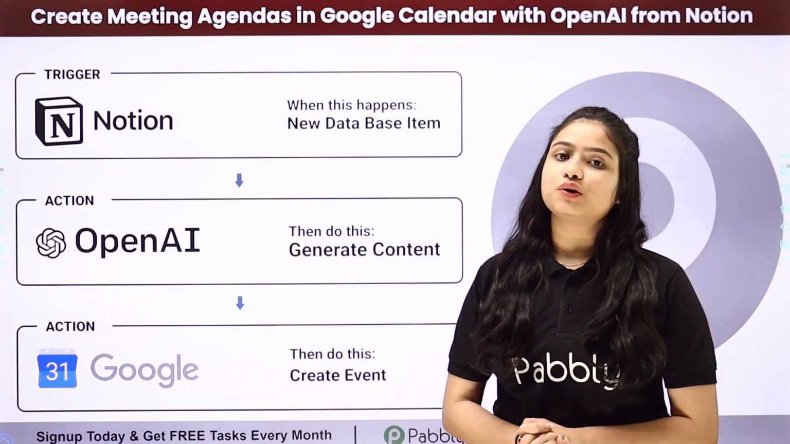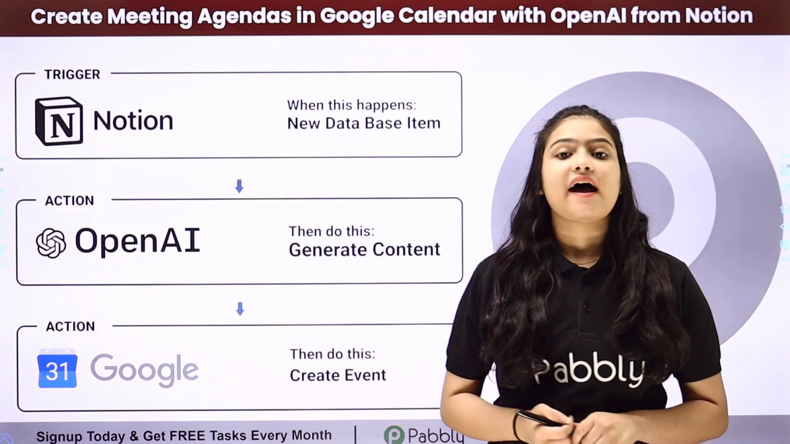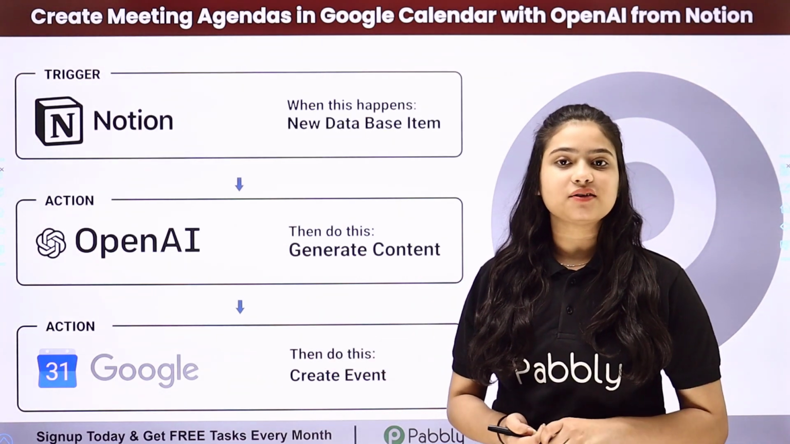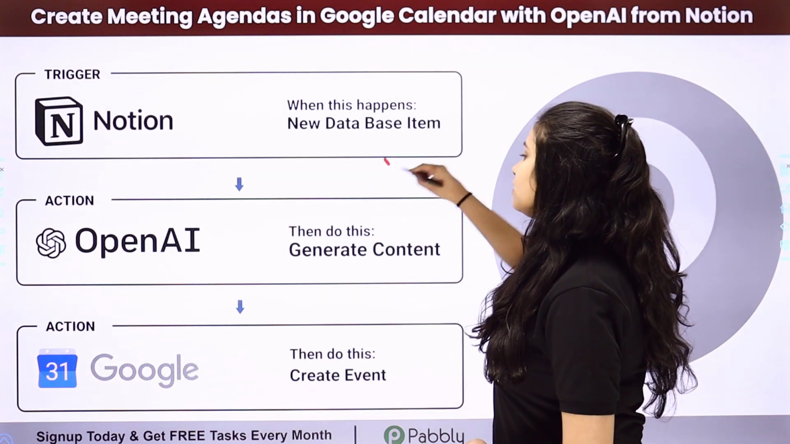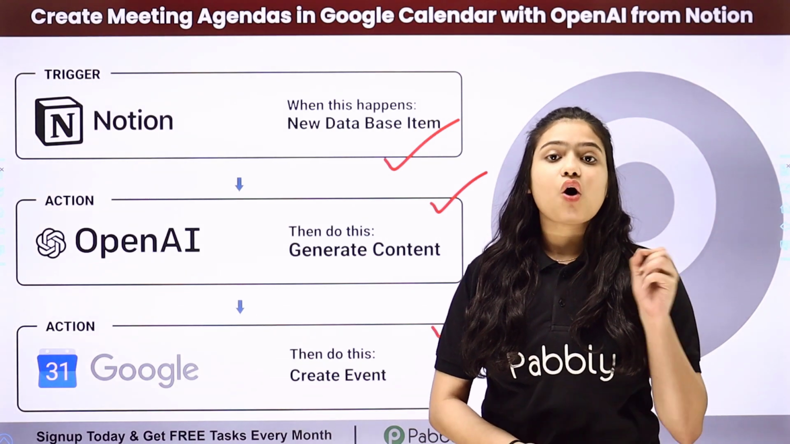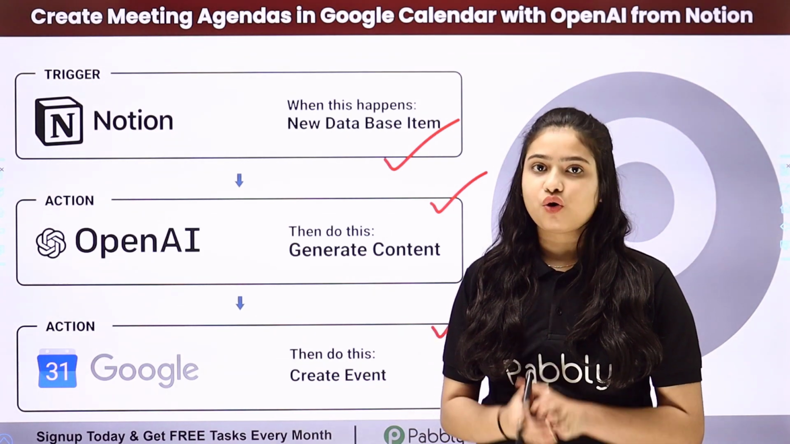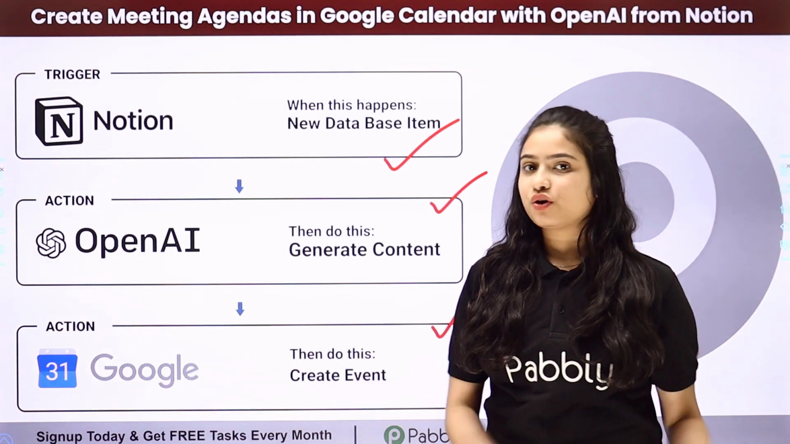So how are we going to automate this entire process? For this, we will have to integrate all these applications, and we are going to do that with the help of an amazing automation and integration software, Pabbly Connect. Now, here we have Notion in our trigger, OpenAI and Google Calendar in our action. So we are going to connect all of them by using Pabbly Connect in order to automate this entire process. And to learn this entire automation step by step, let me take you all to my screen.